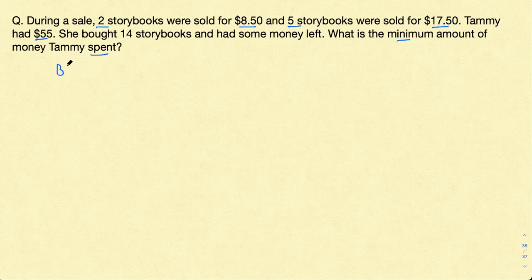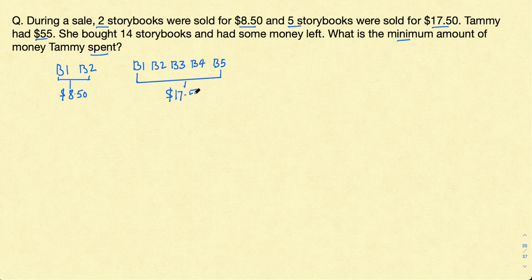So let's say if I buy two books, B1 and B2, what's the cost of these two books? The cost of these two books is $8.50. It's given. Now if the person buys in bundles of five, let's say there are five books, B1, B2, B3, B4 and B5, what's the cost of these five books? The cost of these five books is $17.50.